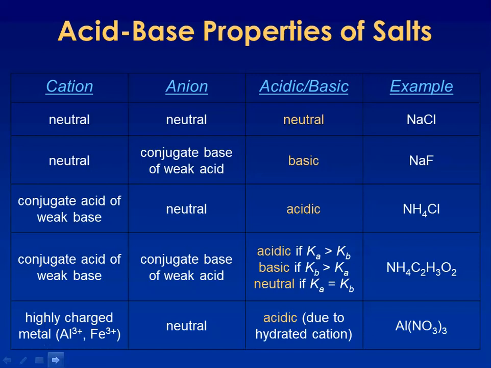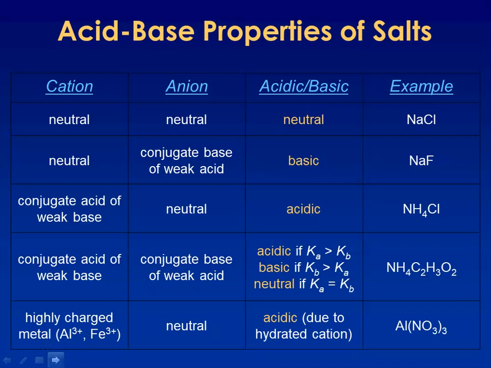If you happen to really hit the jackpot and have cations and anions coming from both weak bases and weak acids, you have to compare their Ka values and their Kb values. If Ka wins out over Kb, it's going to be acidic. If Kb wins out over Ka, it's going to be basic. And if they're equivalent, then it will be neutral.